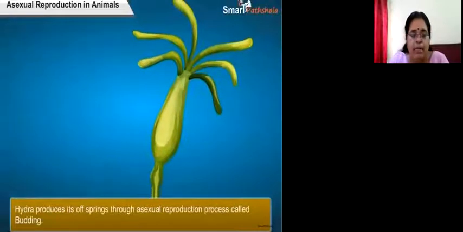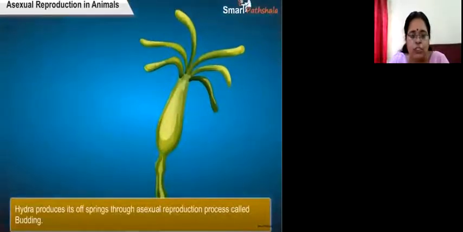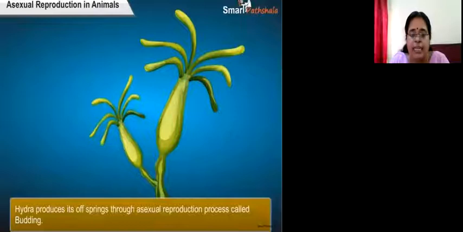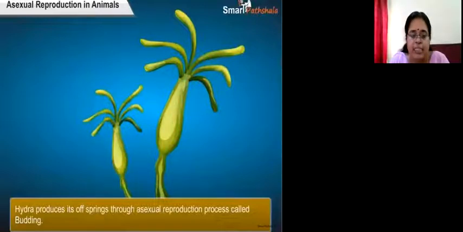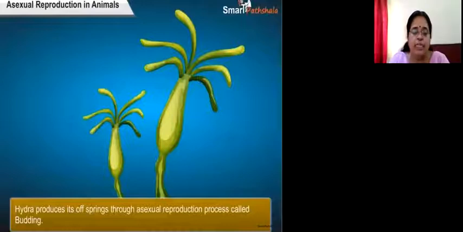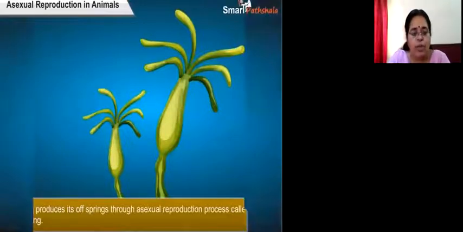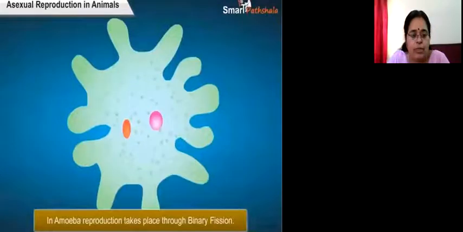What is budding? Actually, it involves the formation of an outgrowth called bud, as you can see on the screen. Just like a bud, it starts growing, and in course of time, the bud becomes bigger and bigger. It matures and it becomes like a hydra. And as it becomes matured, it detaches from its parent body and leads an independent existence. So because only one parent was involved, it is asexual reproduction.